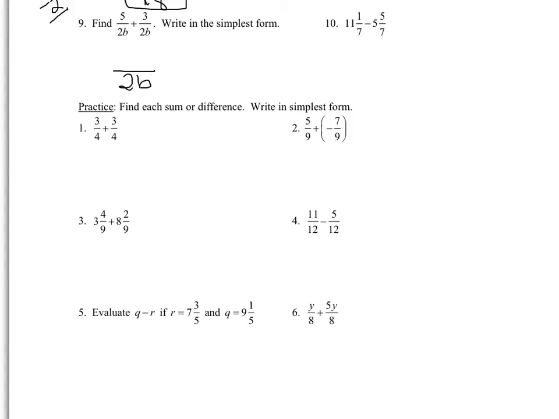That 2b in our denominator is going to stay the same. And we just need to add our numerators. 5 plus 3 gives us 8.